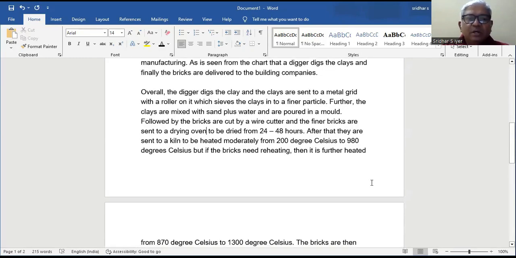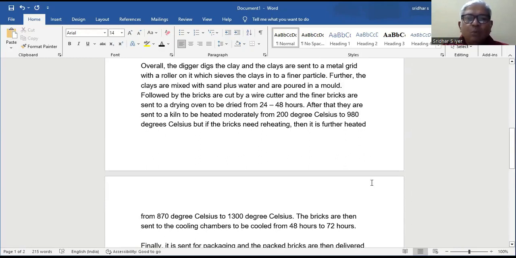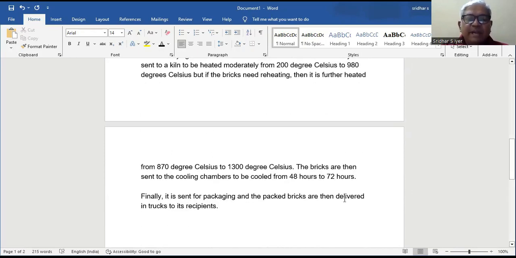After that, they are sent to a kiln to be heated moderately from 200 degrees Celsius to 980 degrees Celsius. But if the bricks need reheating, then it is further heated from 870 degrees Celsius to 1300 degrees Celsius. The bricks are then sent to a cooling chamber to be cooled from 48 hours to 72 hours. Finally, it is sent for packaging and the packed bricks are then delivered in trucks to its recipients.